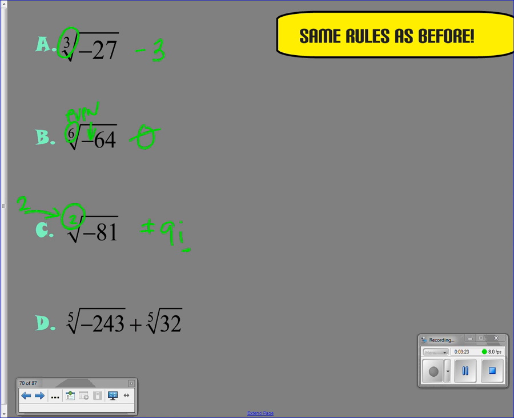Part D, fifth root of negative 243 plus fifth root of 32. So fifth root of negative 243, what to the fifth is negative 243? That'd be a negative 3. Plus the fifth root of 32, positive, would be a 2. So negative 3 plus 2 is negative 1. So take your roots before you add. Same idea as powers before add.